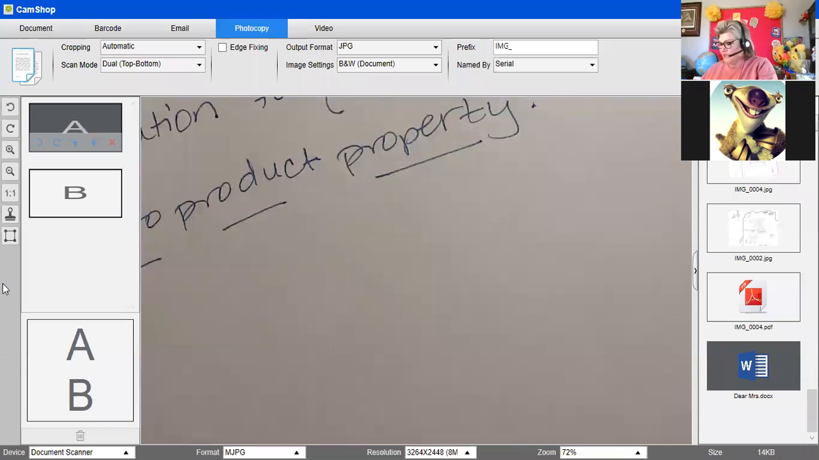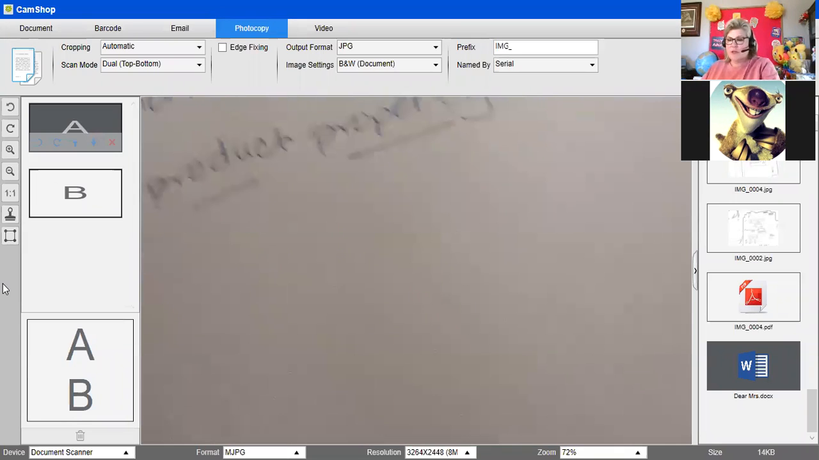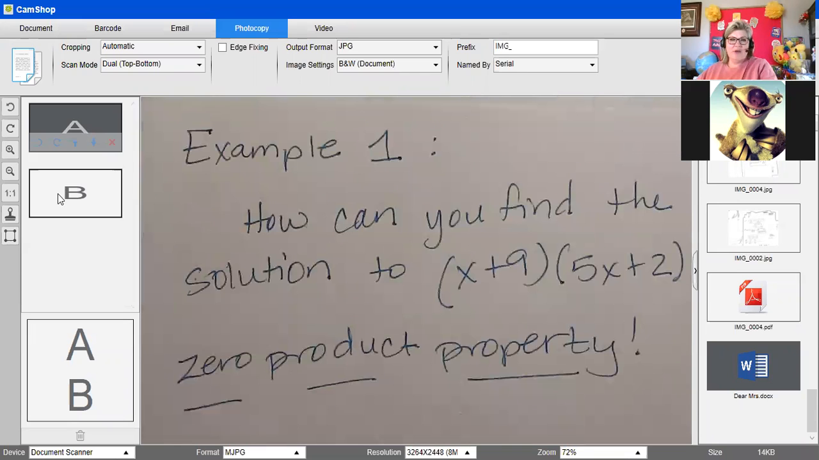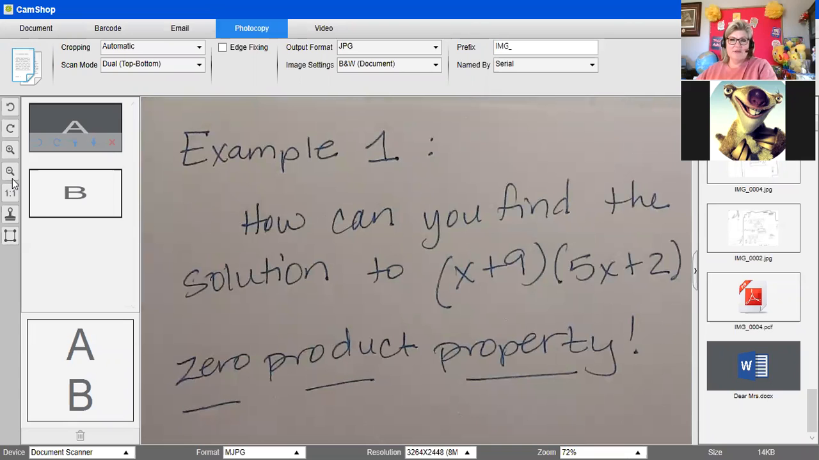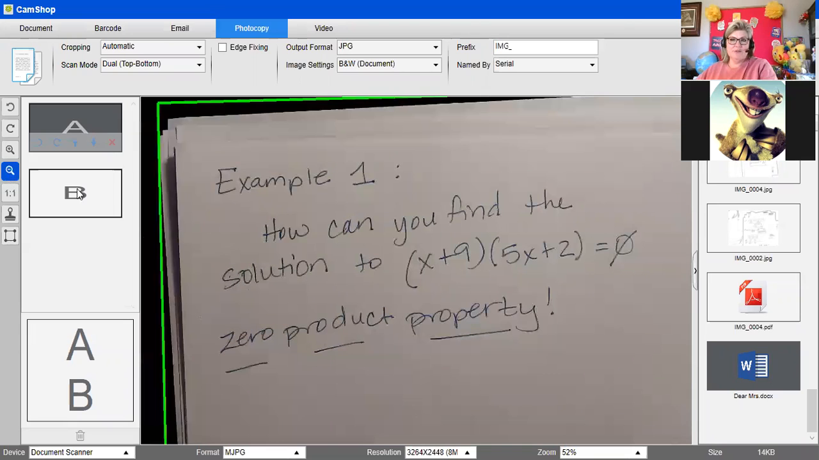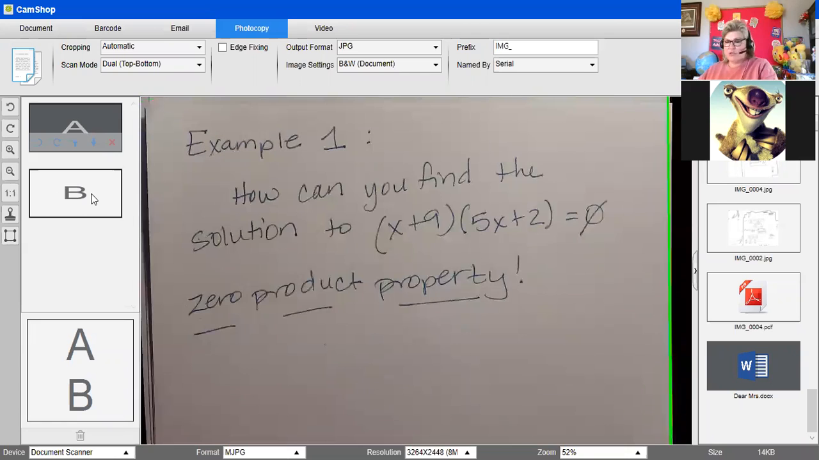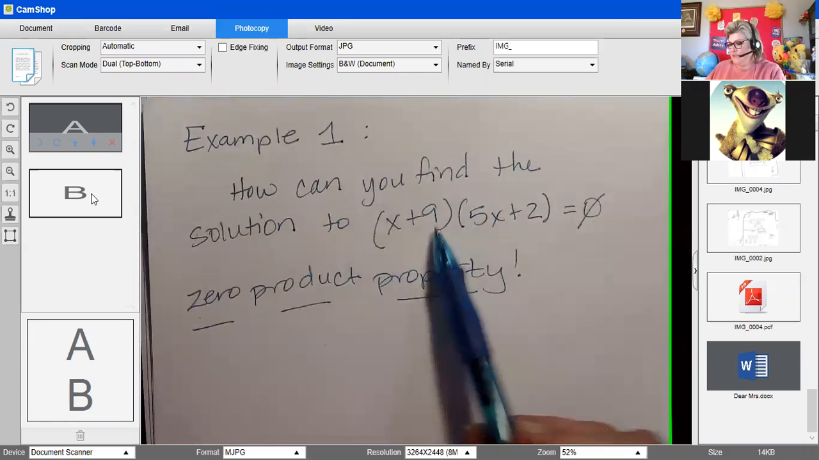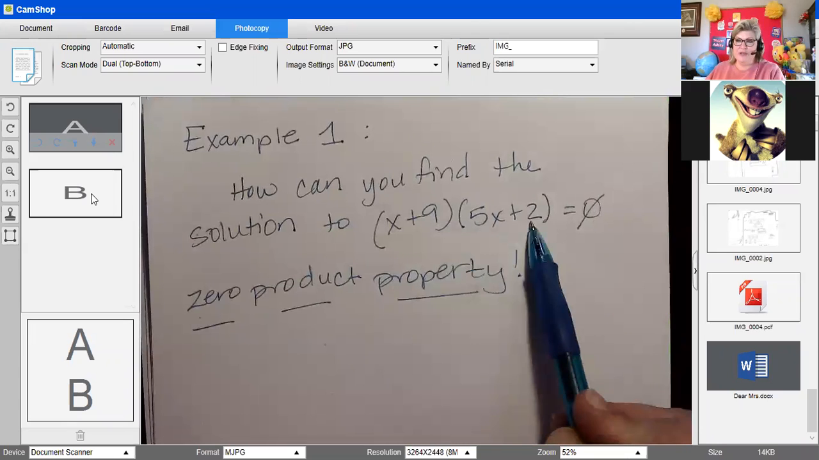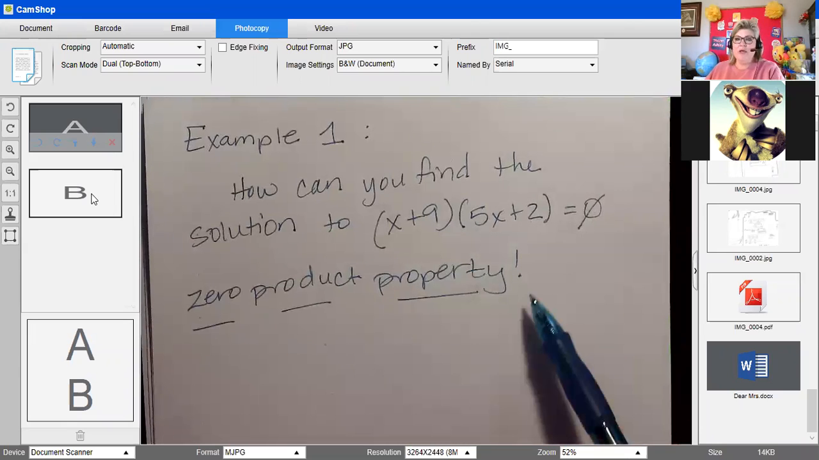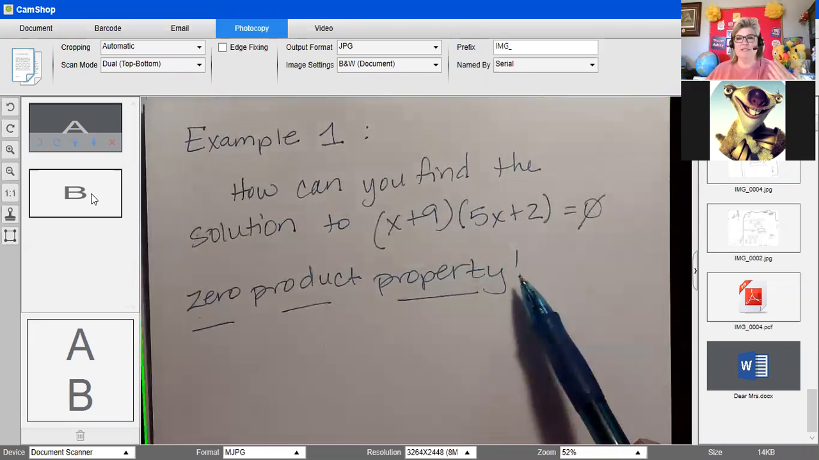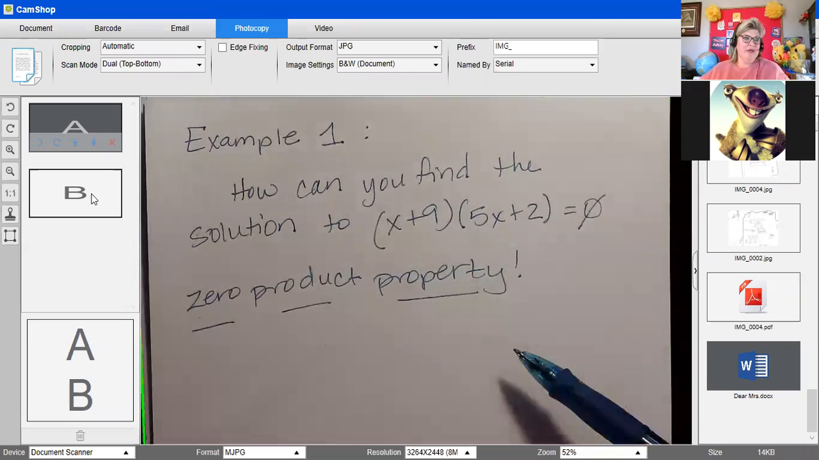So the first example says, how can you find the solution to x plus 9 times 5x plus 2 equals 0? There's a couple of things that are different about this problem itself.